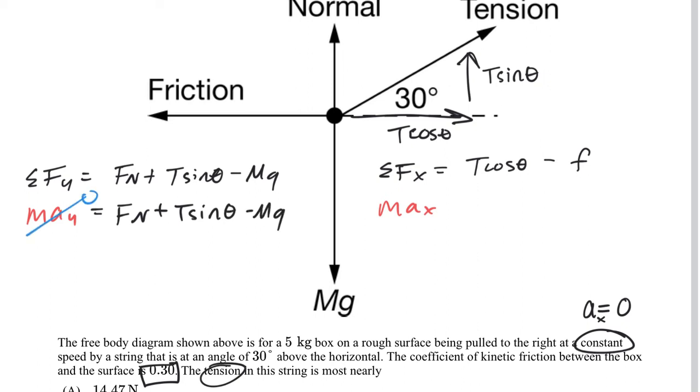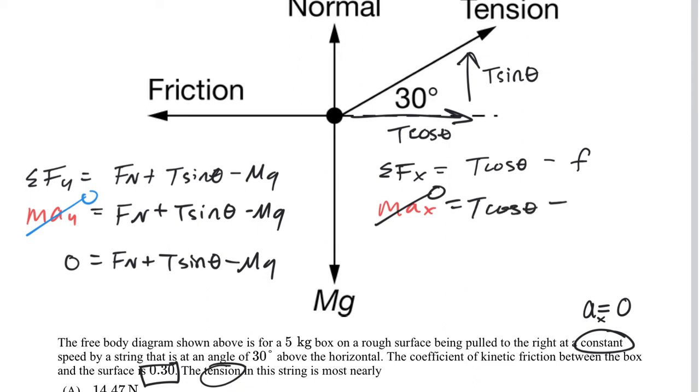In question 18, we determined that acceleration was 0 in the y direction because the object is not moving up or down. So 0 is going to be force normal plus T sine theta minus mg. And then in the x direction, we know that there's constant speed, so that means our acceleration should be 0. Then T cosine theta minus force of friction. Force of friction is going to be mu times force normal. So then 0 is going to be equal to T cosine theta minus mu force normal.